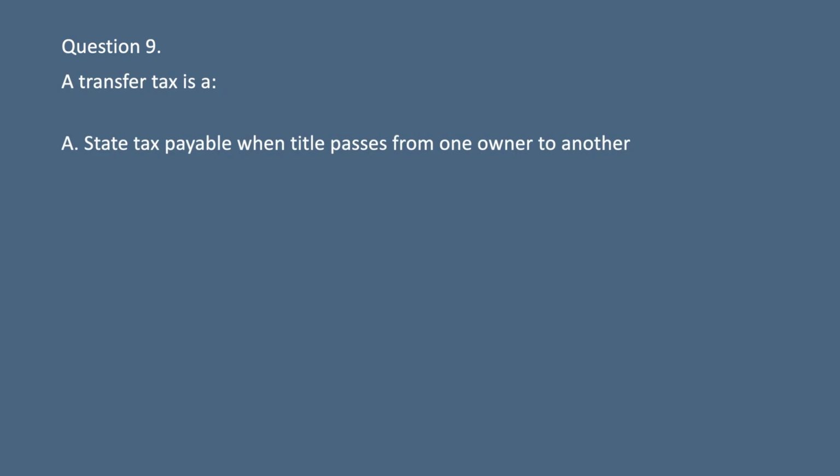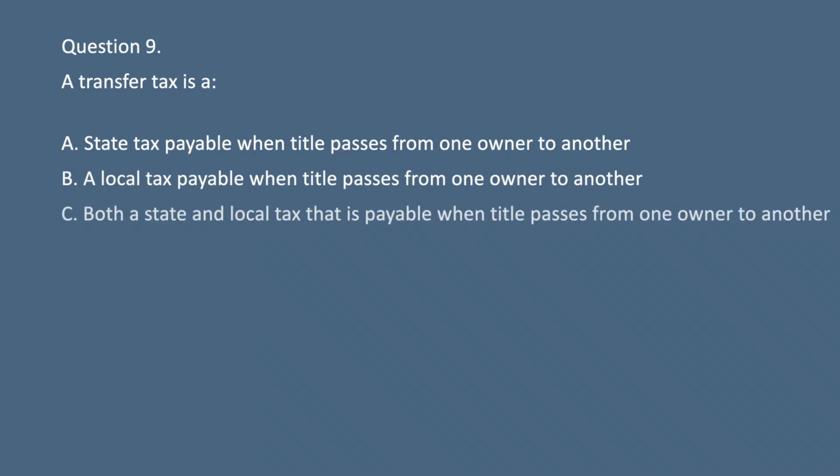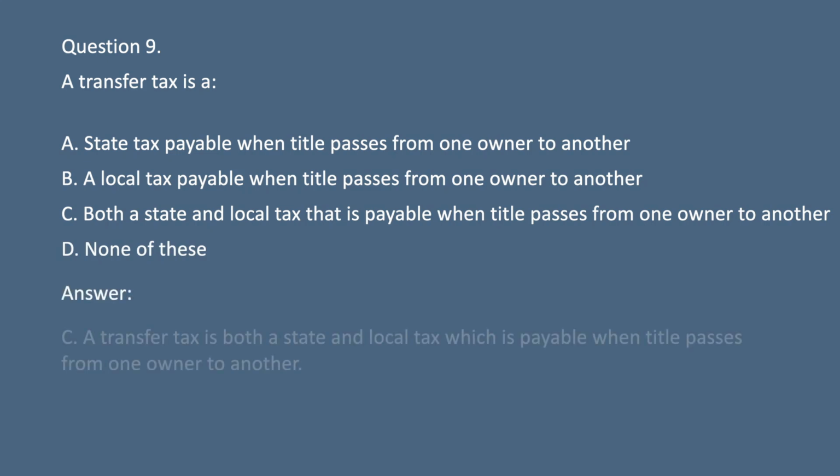Question 9. A transfer tax is: A. A state tax payable when title passes from one owner to another. B. A local tax payable when title passes from one owner to another. C. Both a state and local tax that is payable when title passes from one owner to another. D. None of these. Answer: C. A transfer tax is both a state and local tax which is payable when title passes from one owner to another.